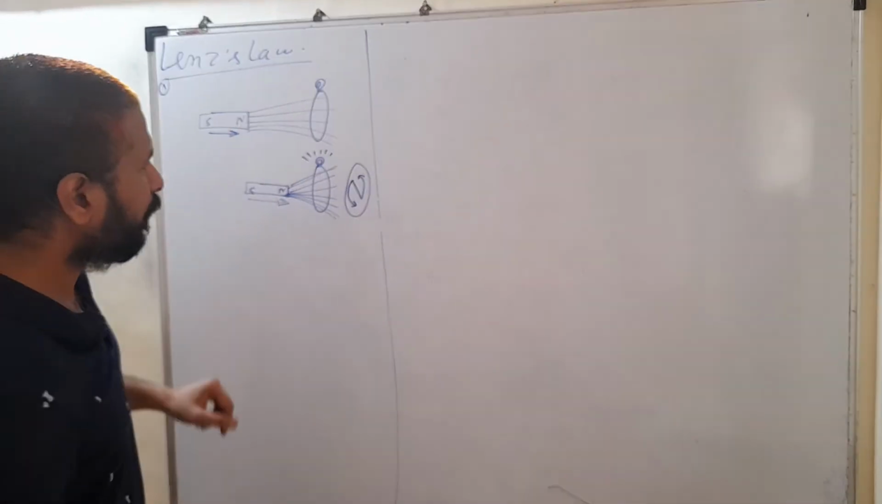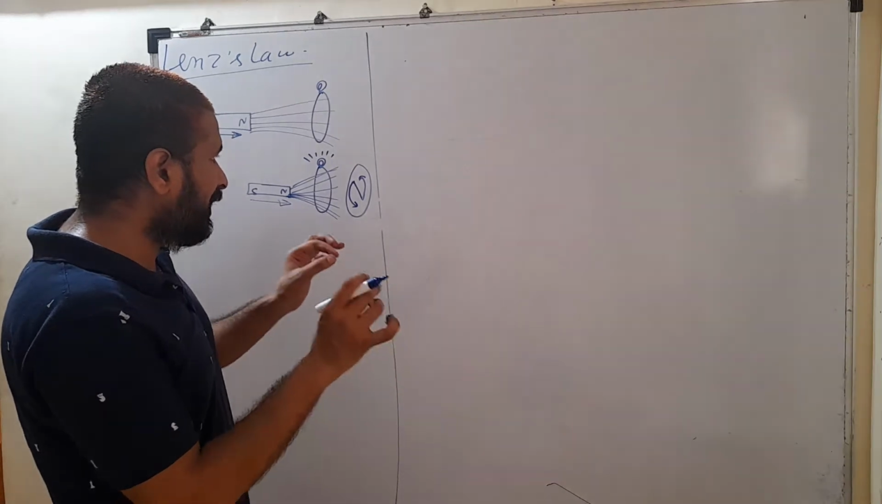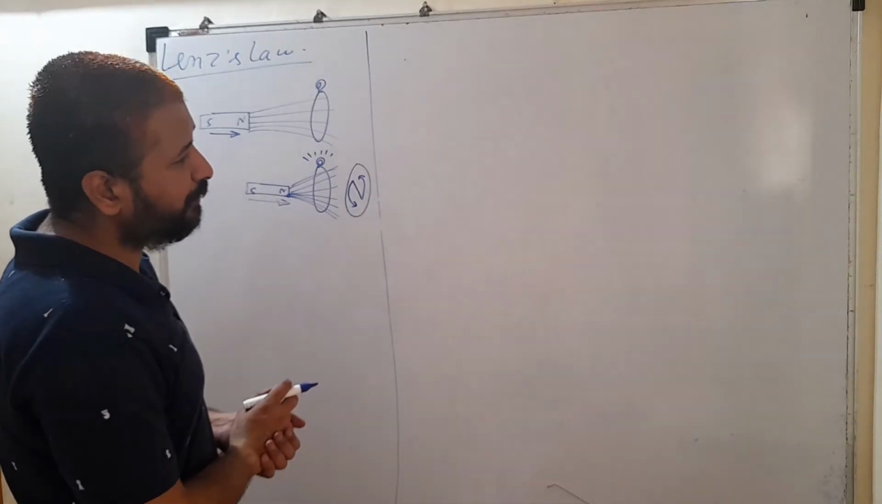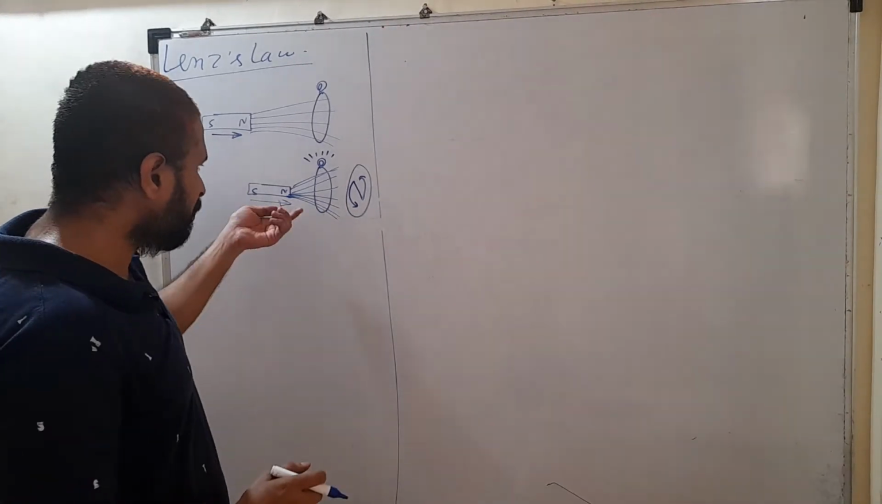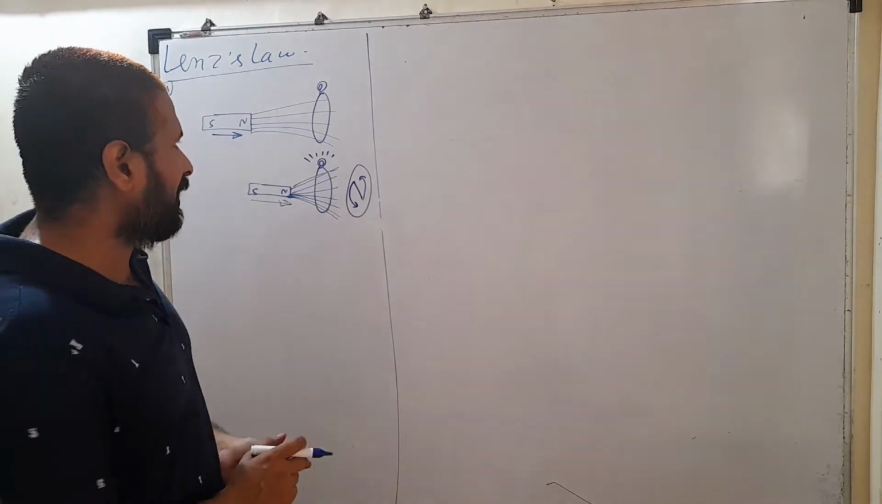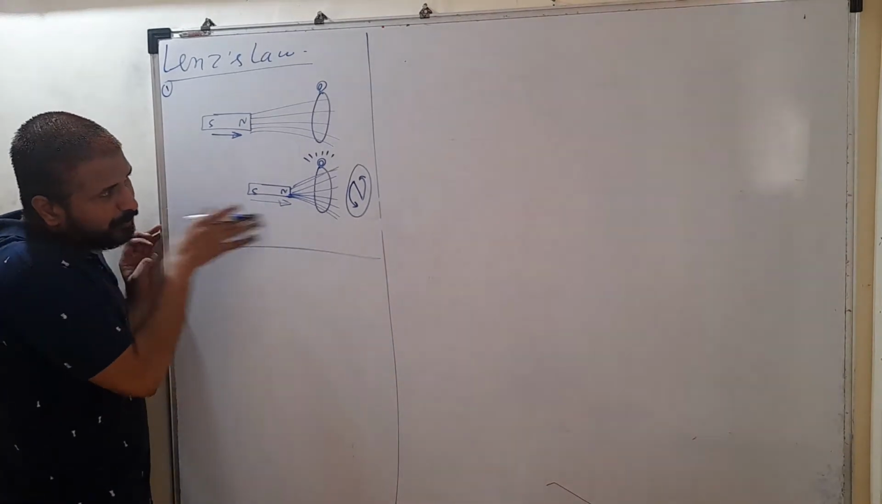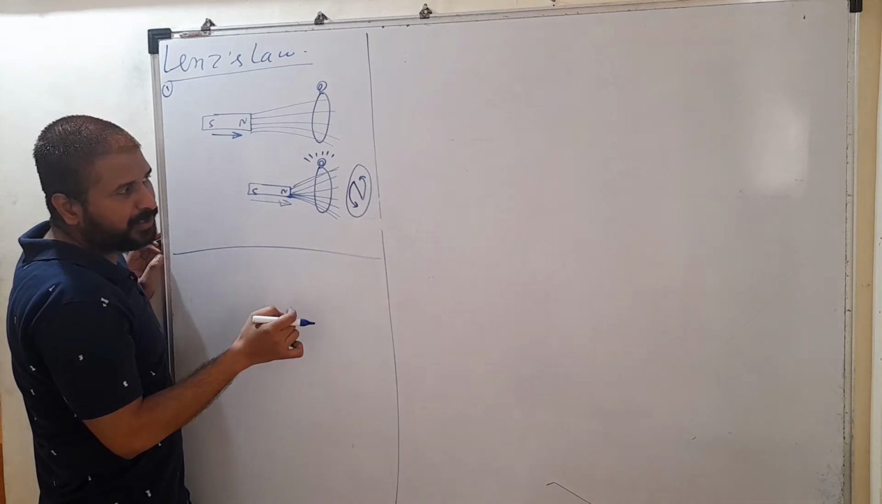According to Lenz's law, whenever you are trying to change the flux across a loop, the EMF is induced in a direction which opposes the change in flux. If you are trying to increase the flux, it tries to decrease the flux. If you are moving this magnet away from the loop, it tries to attract that magnet. So in the first case I have taken here, this magnet is moving towards the loop.